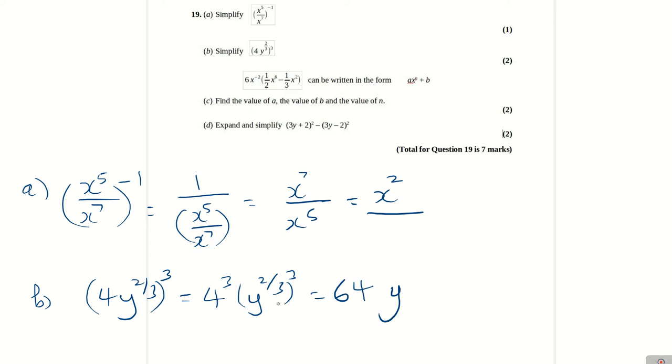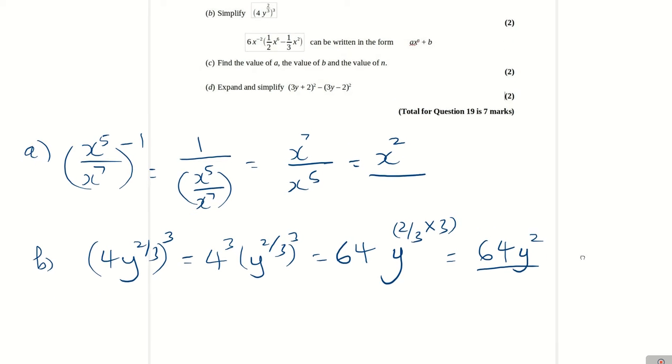And remember, when we've got the power of something and we're raising it to another power, it's the same as multiplying the powers. Right, so it's 64, the 3's are going to cancel out, so 64y squared. Okay, next one.